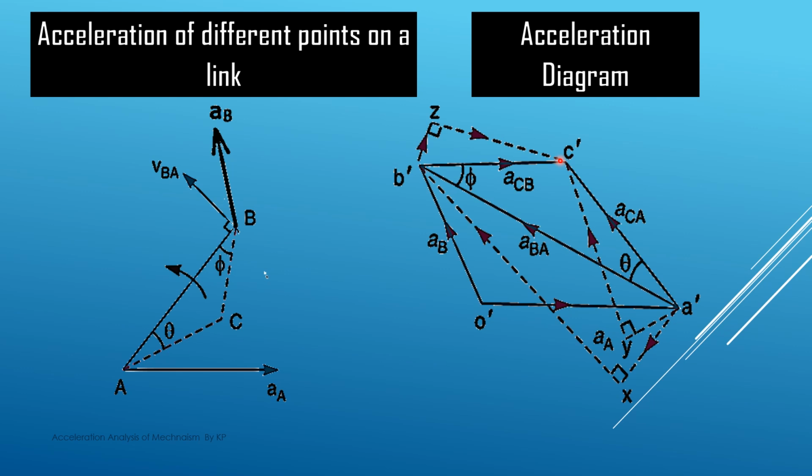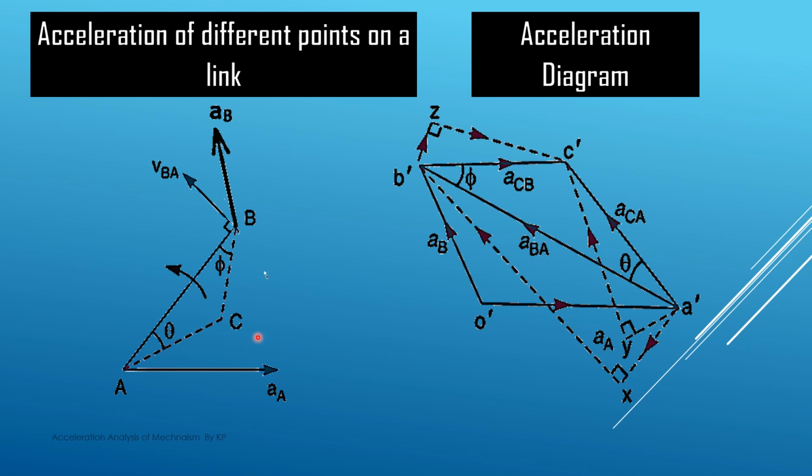The other way to locate this C point is that the acceleration of C with respect to point A has two components. The radial component is from C to A, towards A, and the tangential component is perpendicular to this one. The radial component of acceleration we know, because radial acceleration is nothing but v square divided by the length of the link. So v square we get from the velocity polygon, and the radial component of acceleration of all the points with respect to some other point we know.